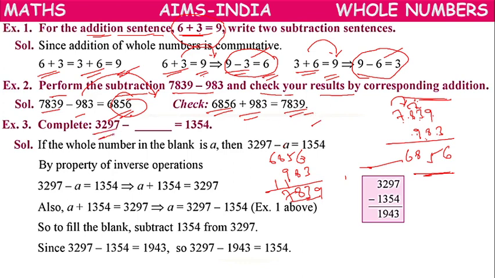Next, 3297 minus x equals 1354. We have to find this x.